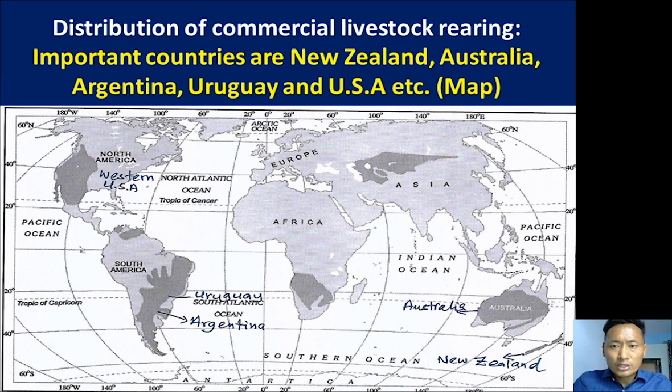So if we look at the map, mostly commercial livestock rearing is practiced in regions that are highly economically and socially developed, not in socially and economically poor countries. Most of this type of farming is practiced in regions where it is more socially and economically developed.